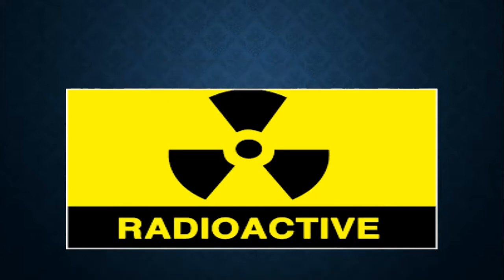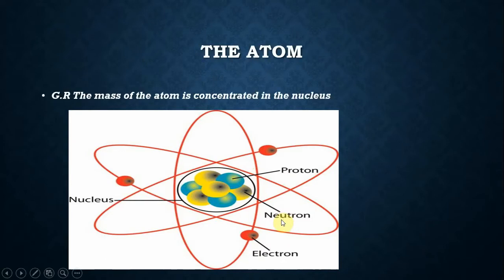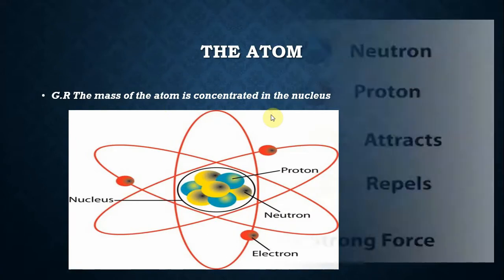Let's start our lesson, the third lesson in unit 2, which is talking about radioactive elements and radioactivity. Before we start, you should remember that the nucleus of the atom contains protons and neutrons, and there are electrons revolving around the nucleus. Protons and neutrons have greater mass than the electrons.